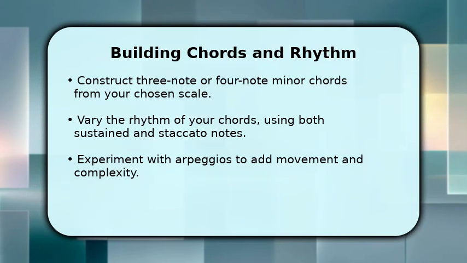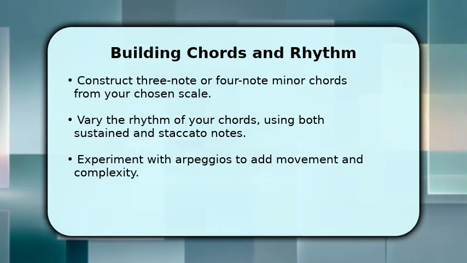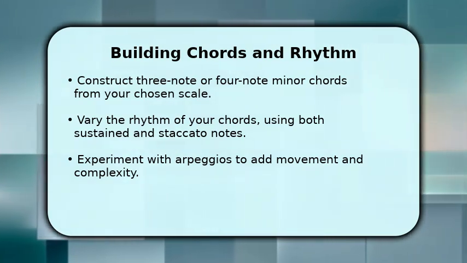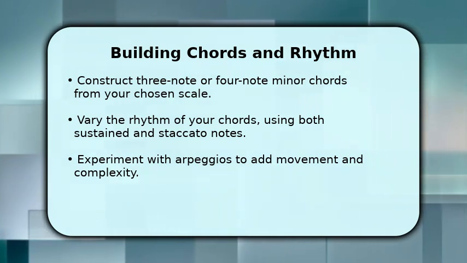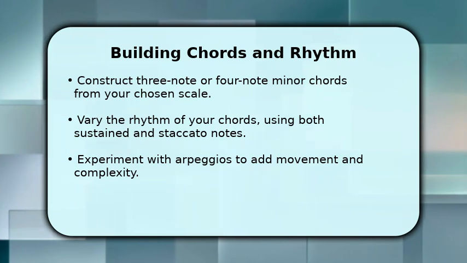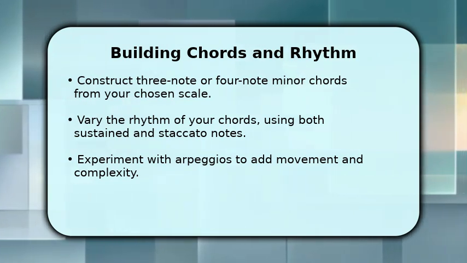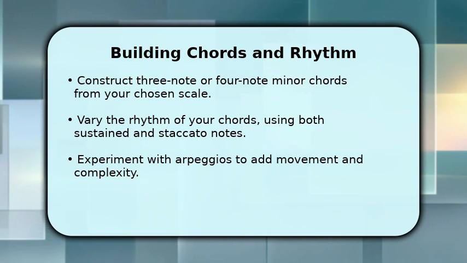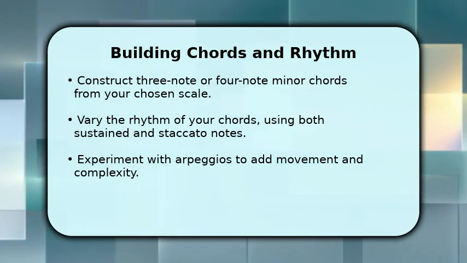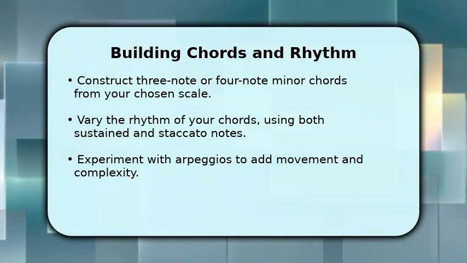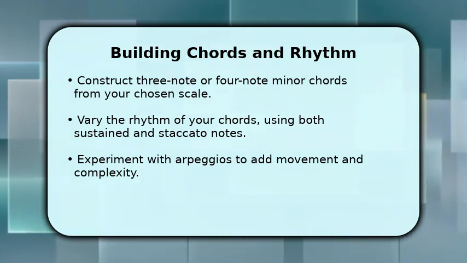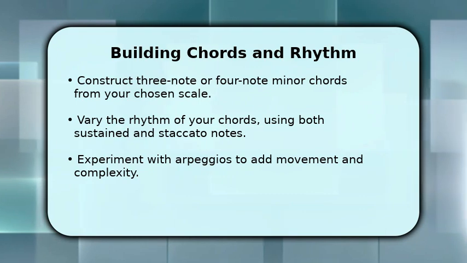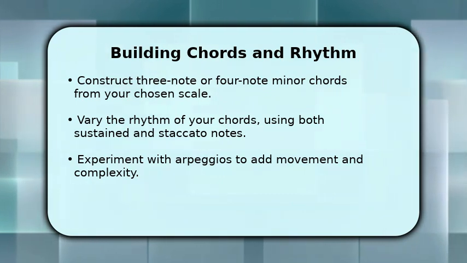Now, let's build out those chords and inject some rhythm. Expand your root notes into full 3-note or 4-note minor chords, ensuring they stay within your selected scale for cohesion. Don't just play them straight, vary the rhythm significantly. Try holding some notes for a full bar and others for just 1/4 of a beat to create dynamic contrast. Additionally, experiment with simple arpeggios, breaking up your chords to add a sense of urgency and intricate movement to your melody.